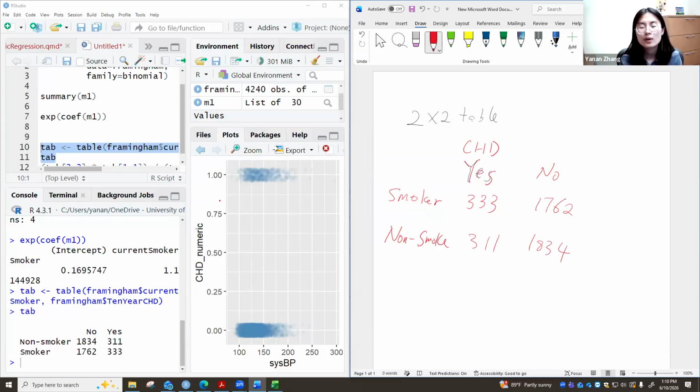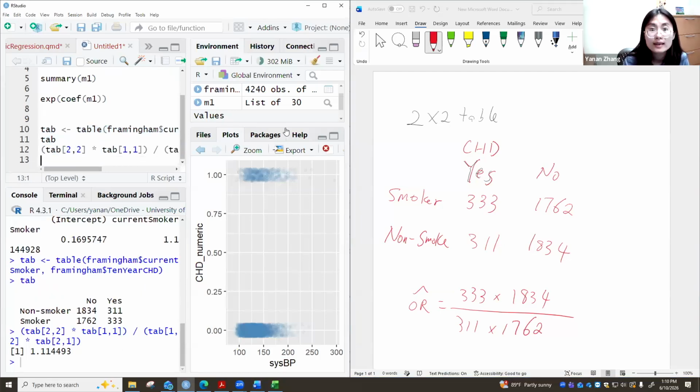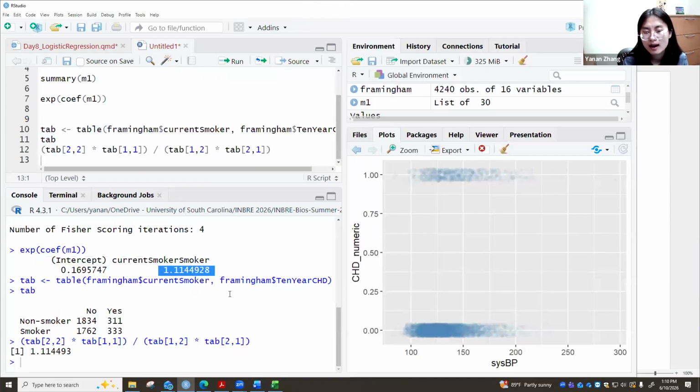All right. Now we can use our little formula, which is 333 times 1834 divided by 311 times 1762. So if we calculate that in R, now we get 1.1145. Now you will see it's exactly the same number as what we got from the logistic regression, right?